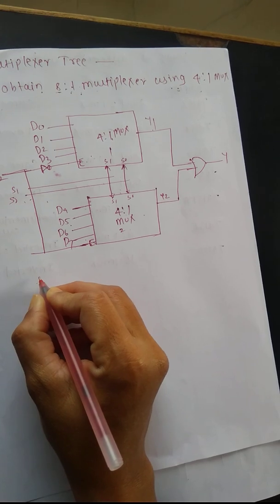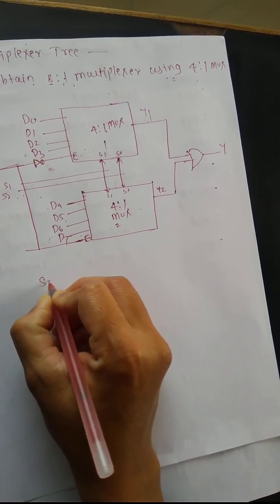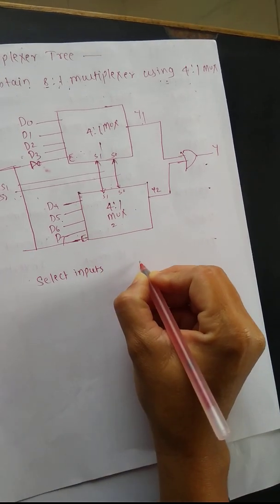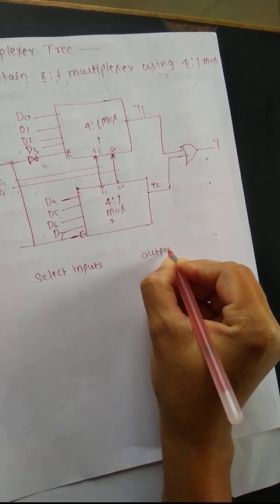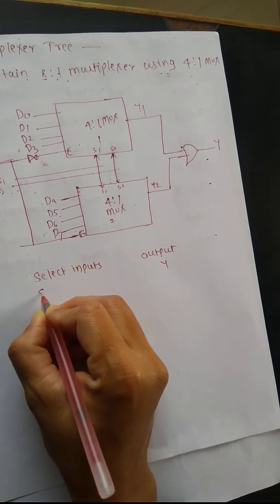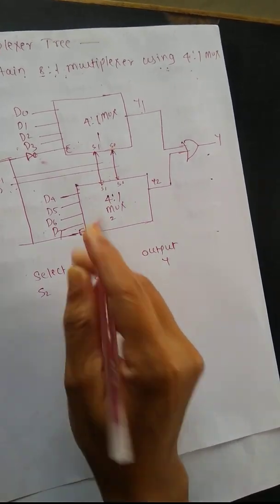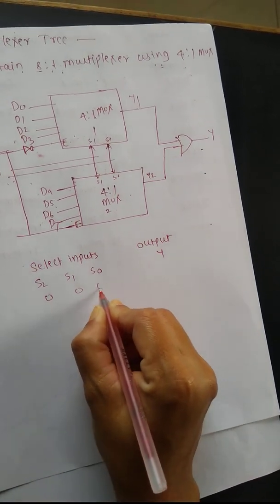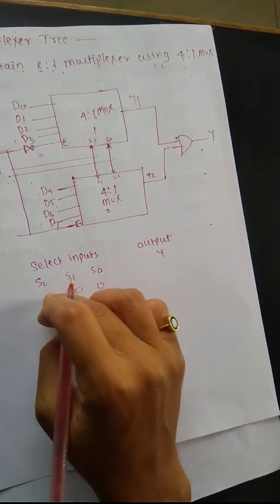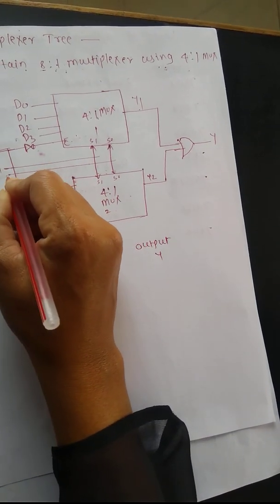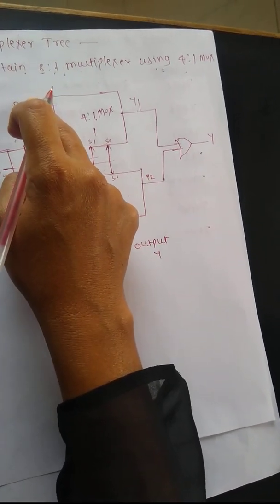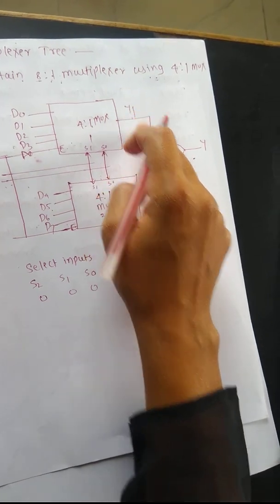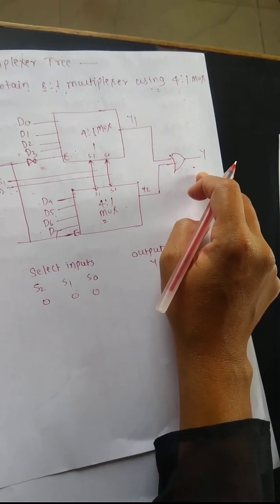Now the truth table for this multiplexer tree has the select inputs S2, S1, S0 and output Y. For select input 0, 0, 0, the data input D0 is selected and routed through Y1, and we get the output Y as D0.